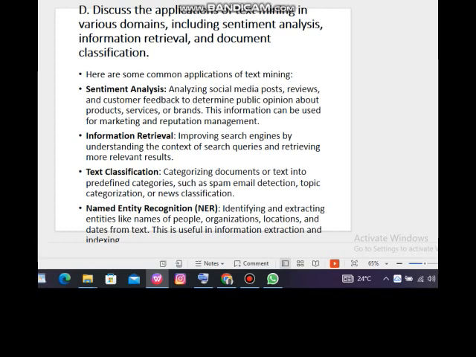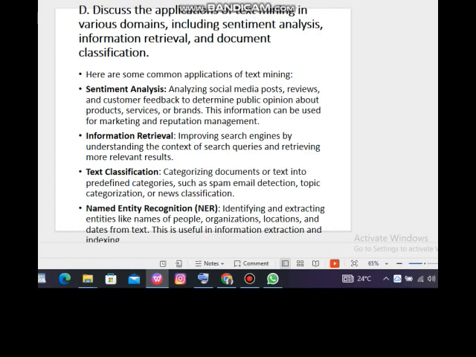Discuss the applications of text mining in various domains, including sentiment analysis, information retrieval, and document classification. Here are some common applications of text mining. Sentiment analysis, analyzing social media posts, reviews, and customer feedback to determine public opinion about products, services, or brands. This information can be used for marketing and reputation management.